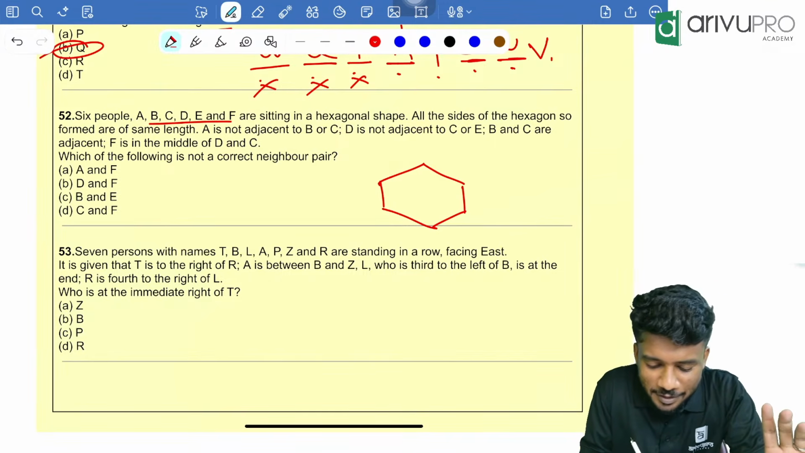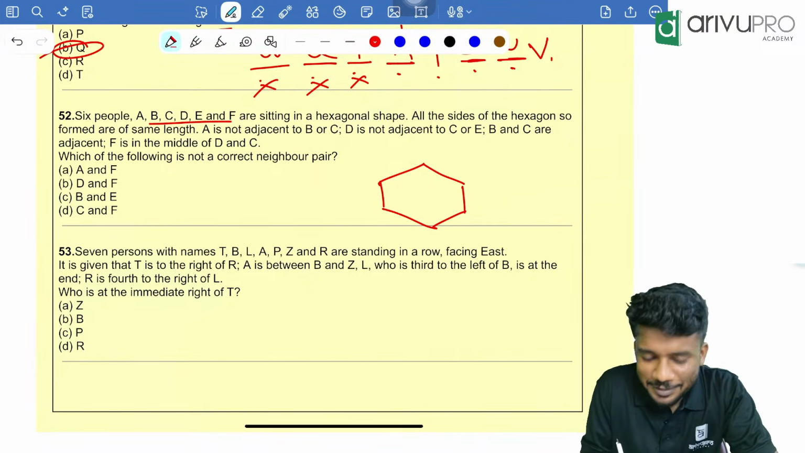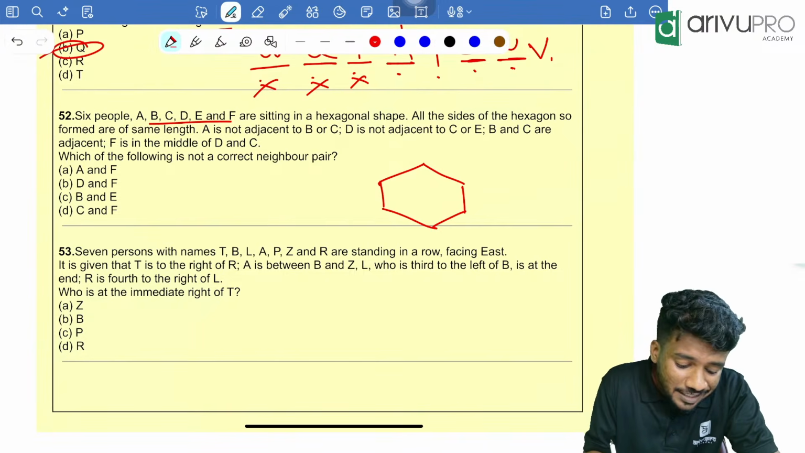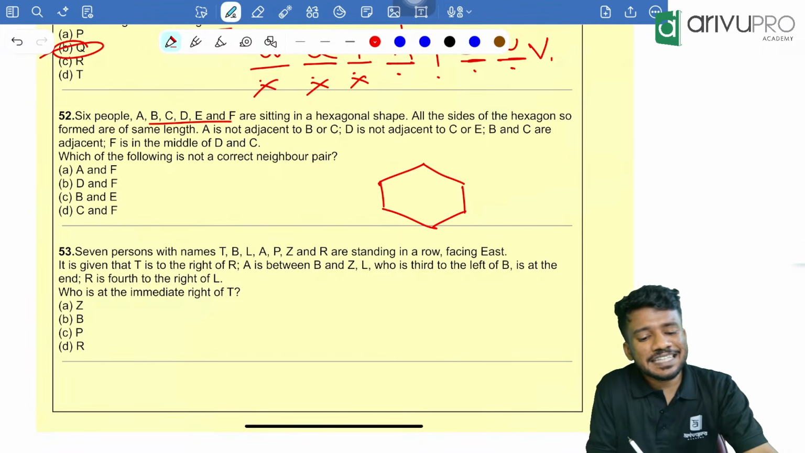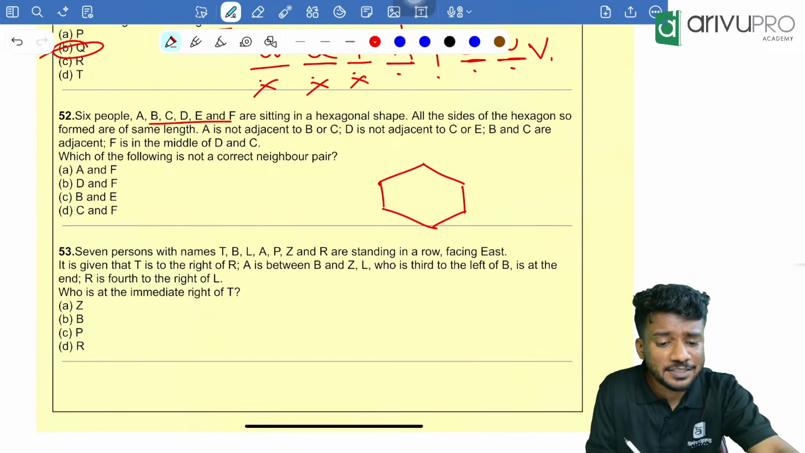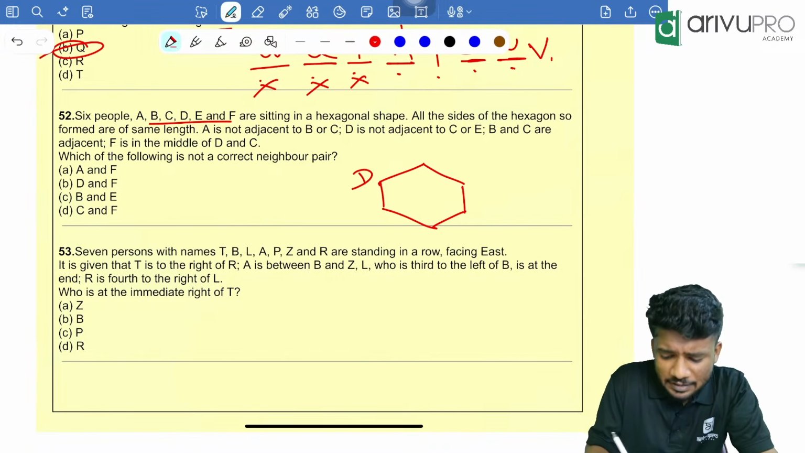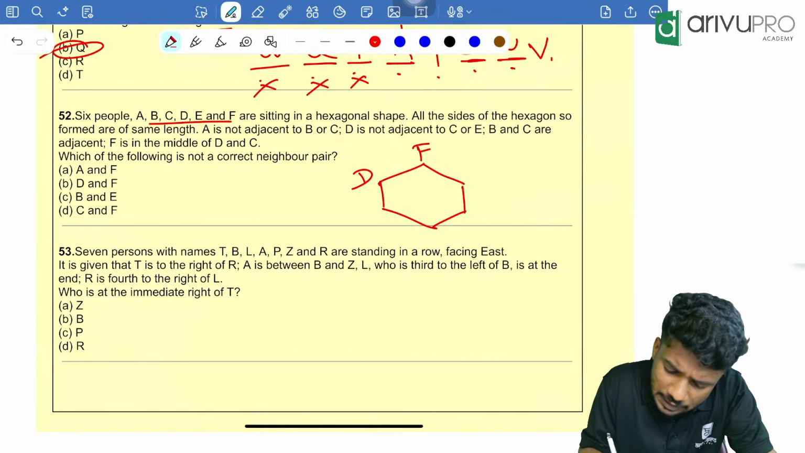A is not adjacent to B or C. D is not adjacent to C or E. B and C are adjacent. Okay. B and C are adjacent. F is in the middle of D and C. F is in the middle of D and C means what? If D is here, F is here, then C is here.